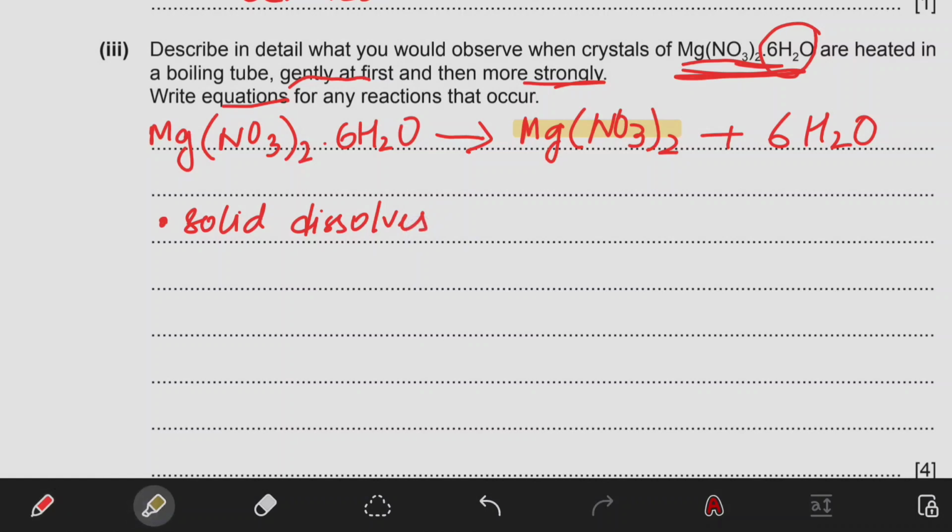What else can you write? You see that here water is being given off, right? So in what form will it be given off? Obviously condensation is happening. We are going to see water droplets on the tube, so you can say that condensation would be seen on the tube. Remember that you have to write what you observe. So condensation.